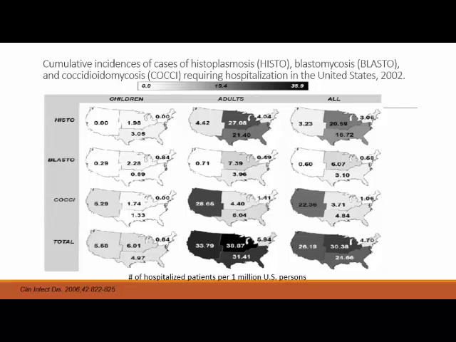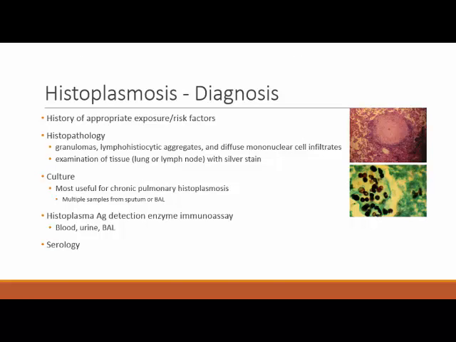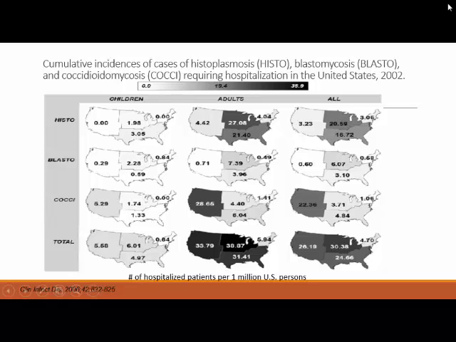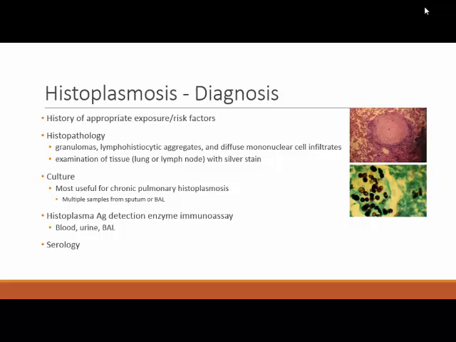This map you will see a couple of times. It's a little bit old, from 2002, but it shows, of the three major endemic mycoses, the number of hospitalized patients per 1 million U.S. persons. Although these numbers are small, you can see that histoplasmosis is the most common one, and they go in descending order of how common they are. This was taken from a large database of hospital inpatient stays, the Nationwide Inpatient Sample. It takes information from over 7 million hospital discharges from over 1,000 participating hospitals in 35 states.